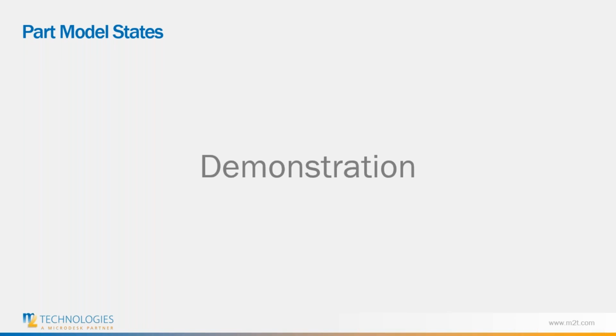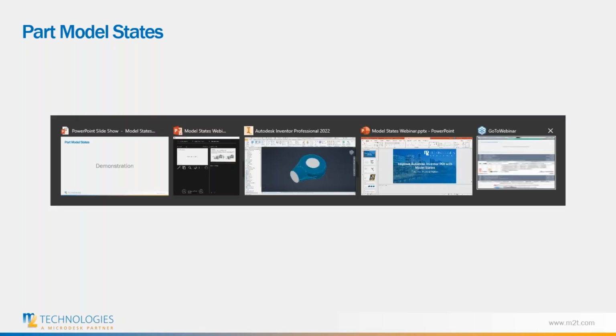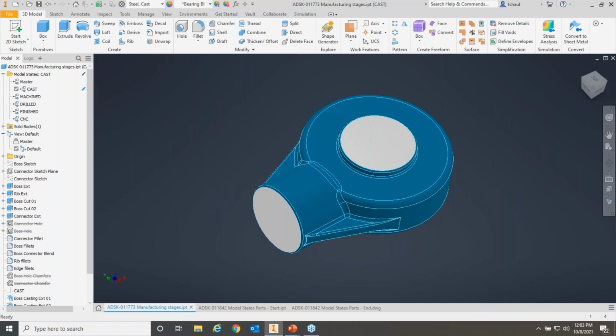So let's go ahead and take a first look at the different part model states. What I have here is an example, in which we can have different model states. You can see there's actually a model states folder. You'll get a default master model state out of the box with every single model that you generate, part or assembly. Then you could generate these different states. You can see I had a cast version, a machined version, a drilled version, and a finished version.